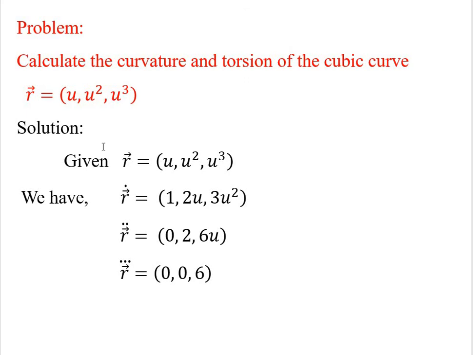Given r vector equal to u, u square, u cube. We need the curvature. This is a parameter with respect to u, so we are using the second formula. Now we are going to differentiate the term r dot: 1, 2u, 3u square; r double dot: 0, 2, 6u; and r triple dot: 0, 0, 6.